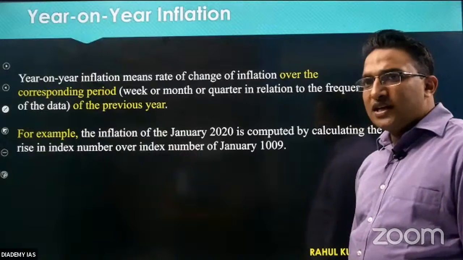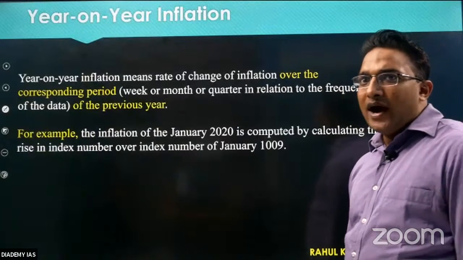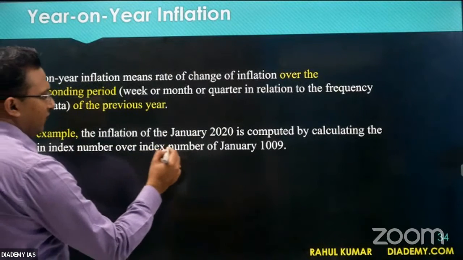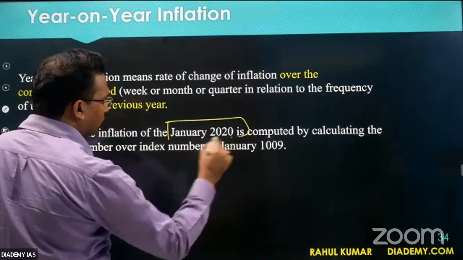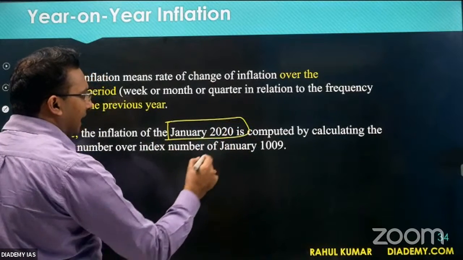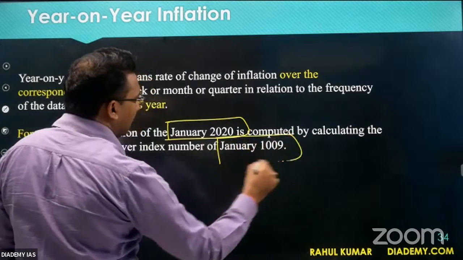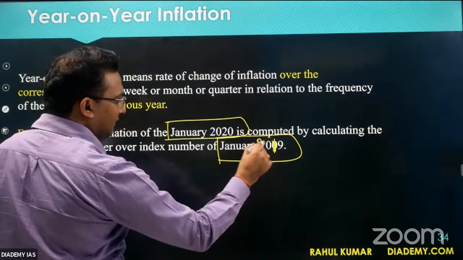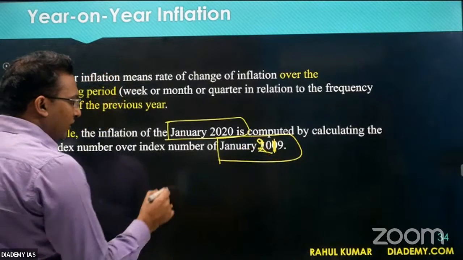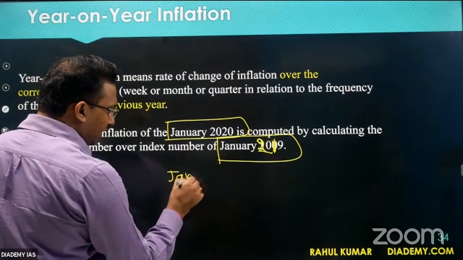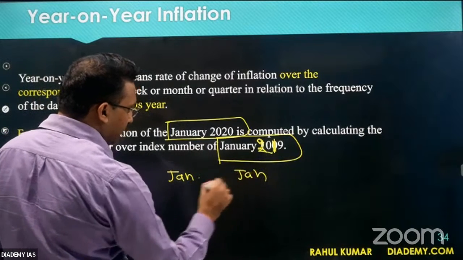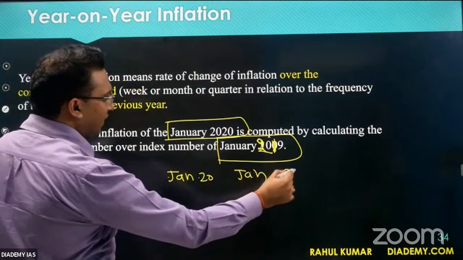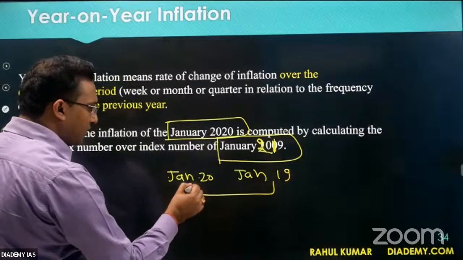So now the next concept is year on year inflation. I have discussed this concept, but again, let us see it. Year on year means, for example, we want to calculate the rate of inflation in the month of January 2020. So we will compare the price of the commodity with January 2019. So we are comparing one month of the current year to the same month of the previous year, 2020 and 2019. This is called year on year inflation. We are calculating the rate of change compared to the previous year.